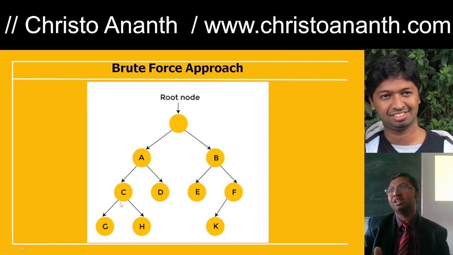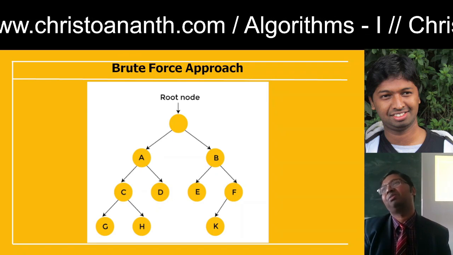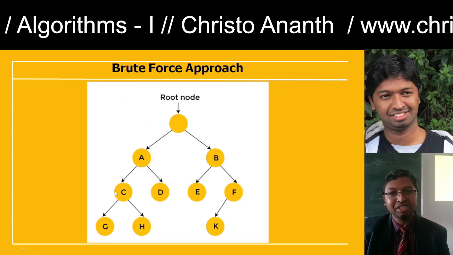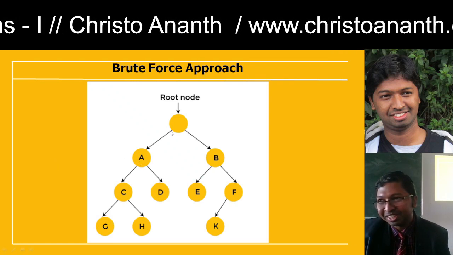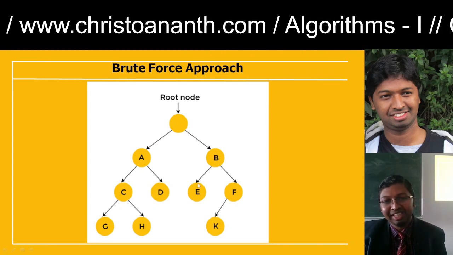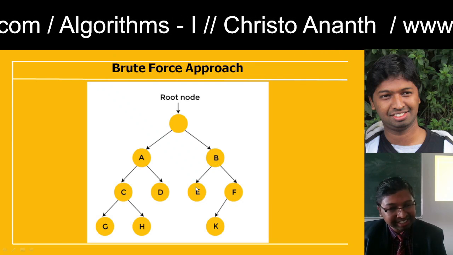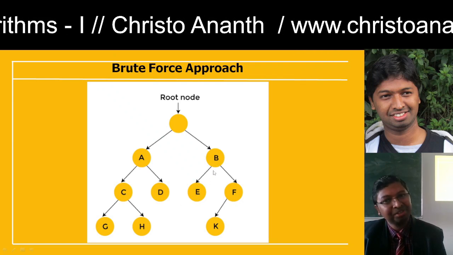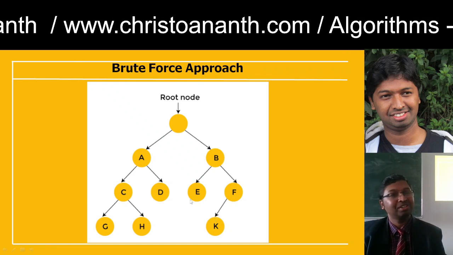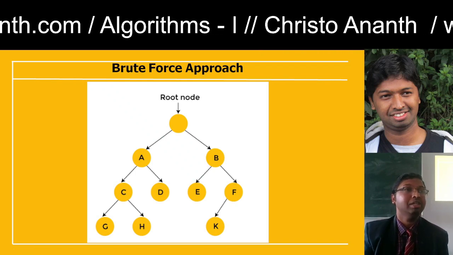Until you find the best solution, it will go back, go back, go back. So it will go back from G to C, C to A, then again to the root, then it will go to B. Then you have E, and then you have F. It goes to E. Afterwards there is no node, so it goes back, goes to F, then goes to K. You have to find the desired solution with the minimum steps.